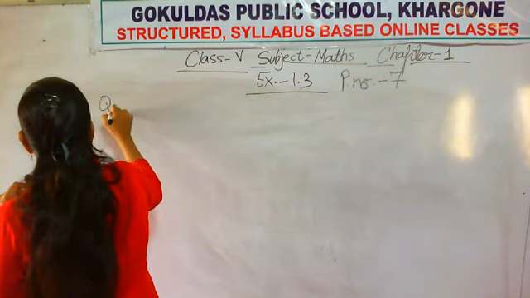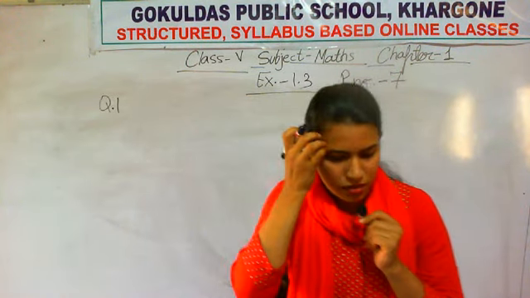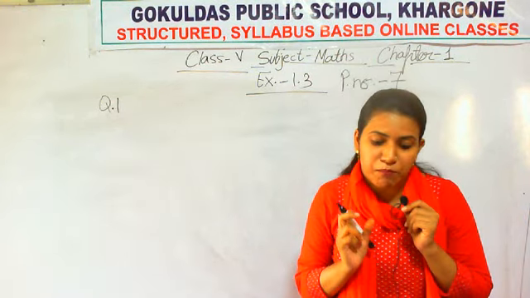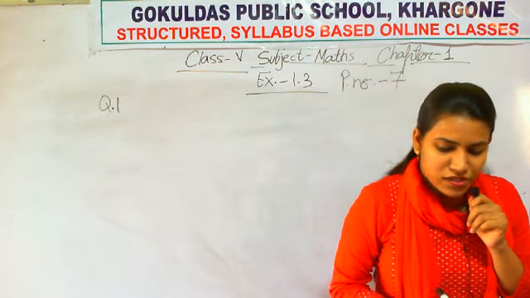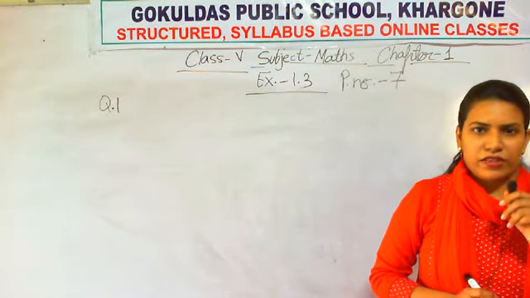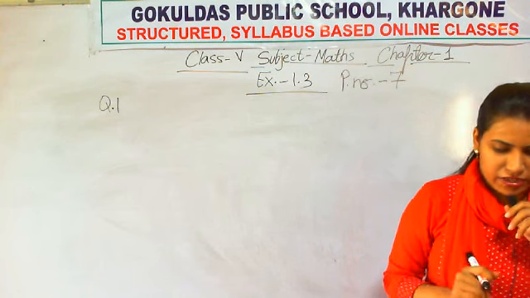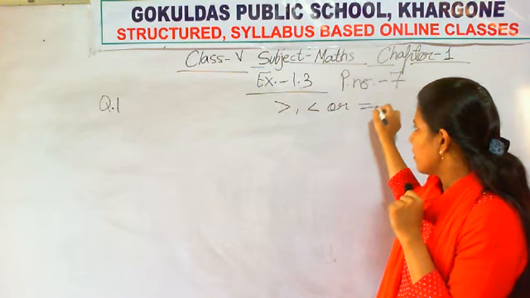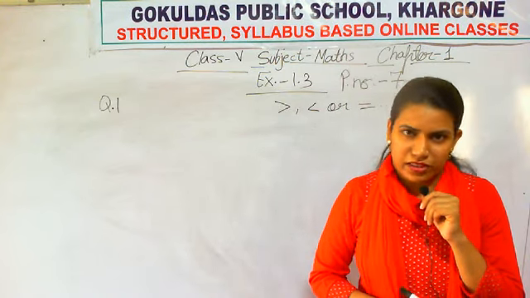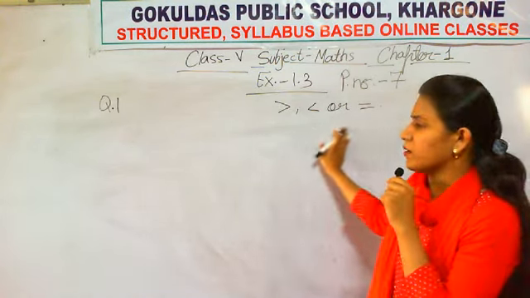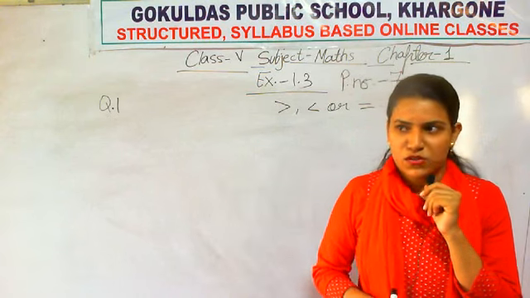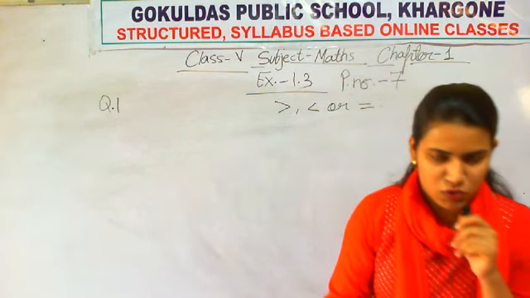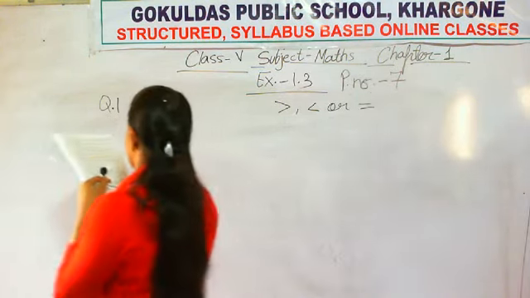Let us do question number 1. Your question number 1 is to compare the following numbers using the symbols given there. Three symbols are given: greater than, less than, and equal to. Using these symbols you have to compare the numbers. So let's do the first question.